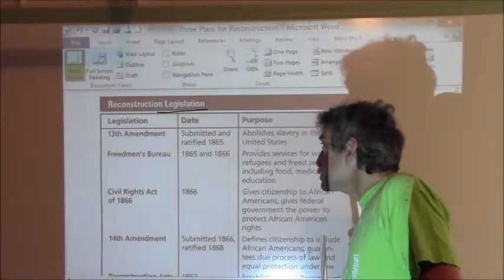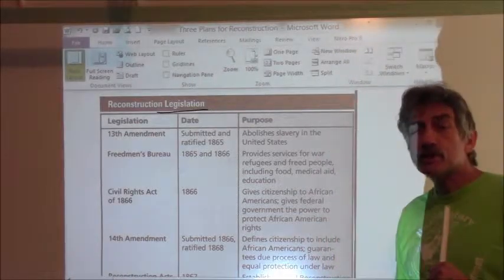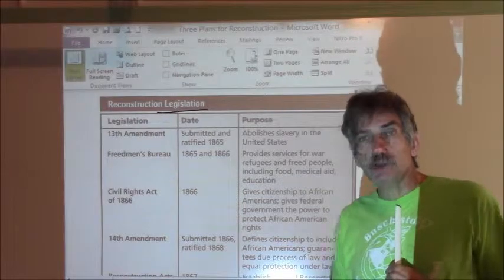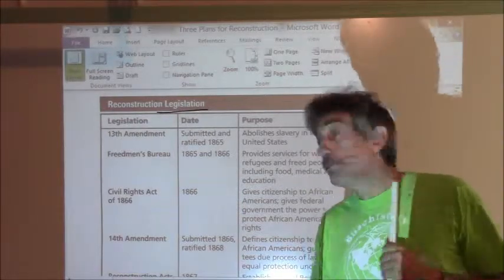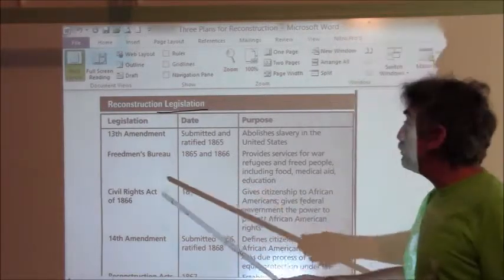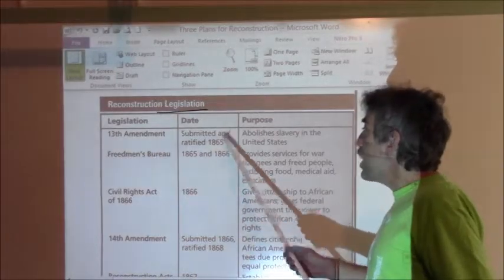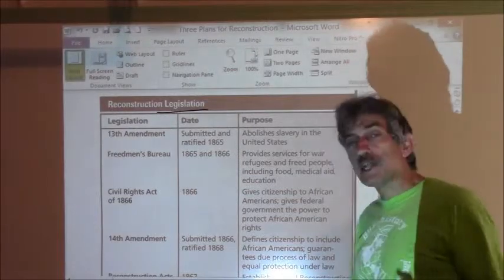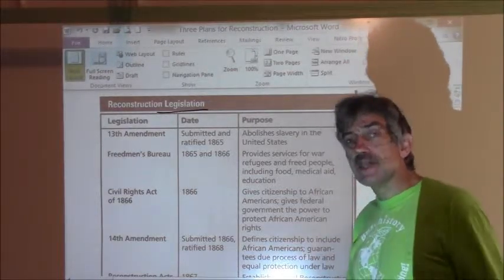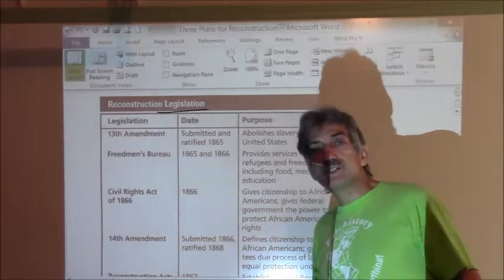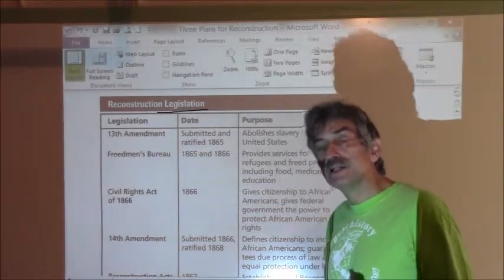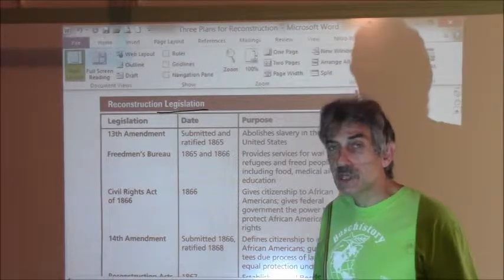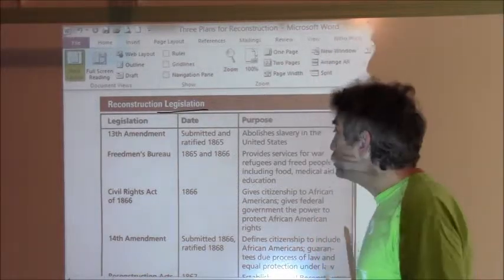Specific Reconstruction legislation, just to go through it with you. There are several pieces of legislation, and again, this chart is available on the website, www.buschistory.net. But anyway, we have the 13th Amendment, submitted and ratified in 1865. The 13th Amendment frees the slaves, submitted in January of 1865. Lincoln is there for that one. Formally ratified by the states in December of 1865. Lincoln is not there for that. So Lincoln does not see the formal implementation of the 13th Amendment, although he knows it's coming.